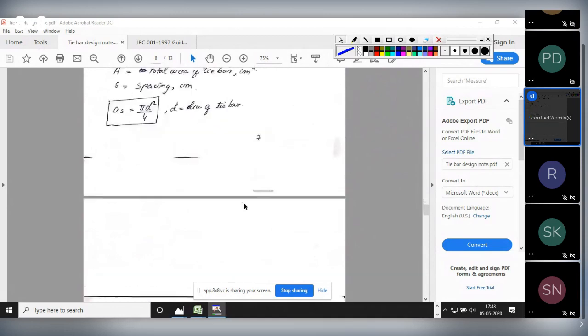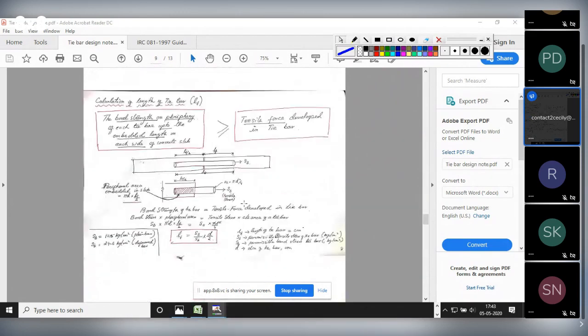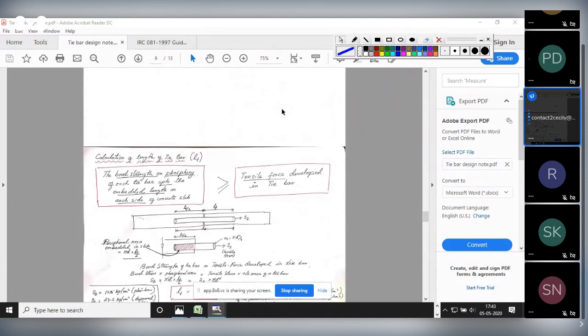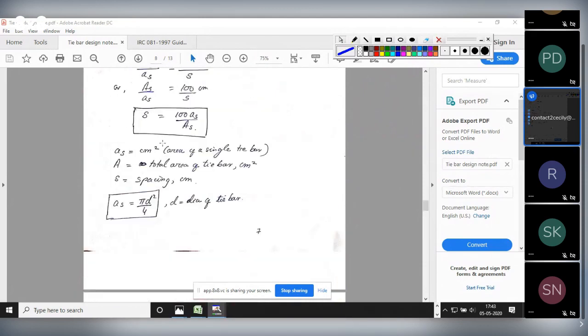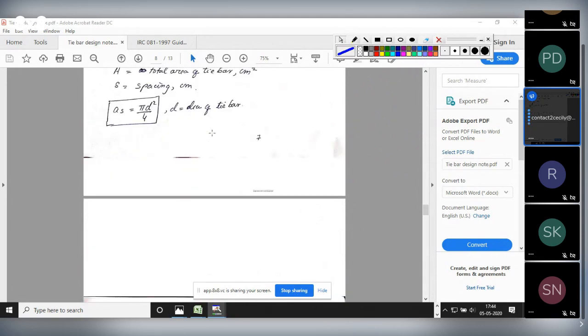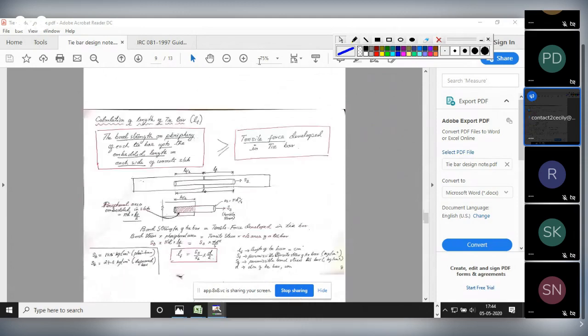So we got your number also. We got spacing. That means we can easily get at what distance apart the tie bars have to be placed. Then we got the area of steel, total area of steel required. The last parameter that is left to design is the length of the tie bar. Now for this, there is one more concept.